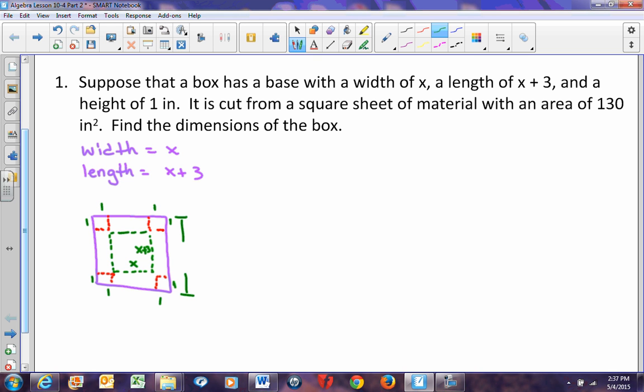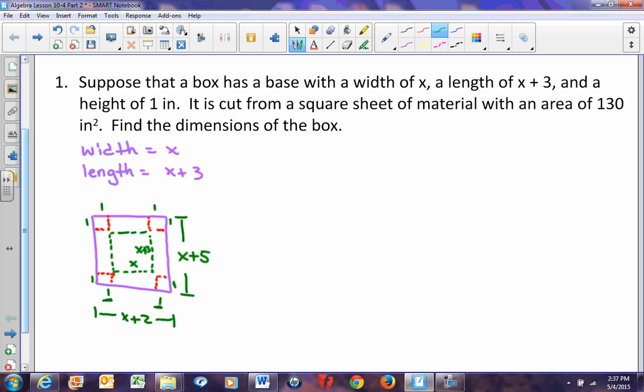So now we have x plus 3 plus 2 extra inches, which would make this x plus 5. So this is now x plus 5. Again, with the width, it was x, but this new width is going to be x plus 2, because we're adding an inch from here to here. So those are the dimensions of my box.